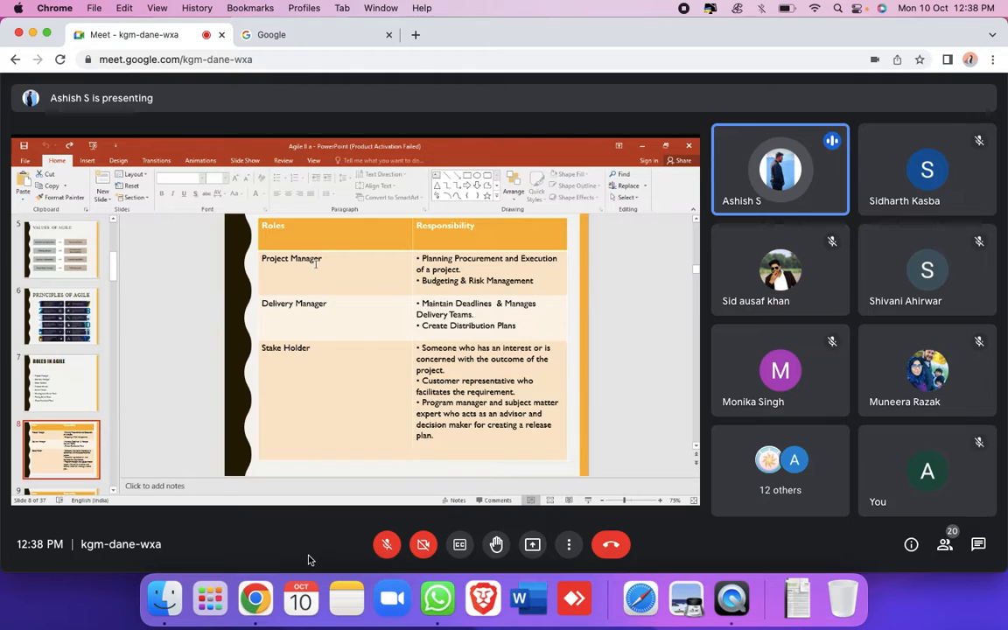As we know, every team will have a manager, yes or no? Yes, sir. He will be the one planning the activities, giving or allocating you the tasks, and working with you. He will be managing the whole team. So we call him a manager. The one who is handling a team of a project, we call the project manager. You can see the responsibilities over here: planning, procurement and execution of the project, budgeting, and risk management.